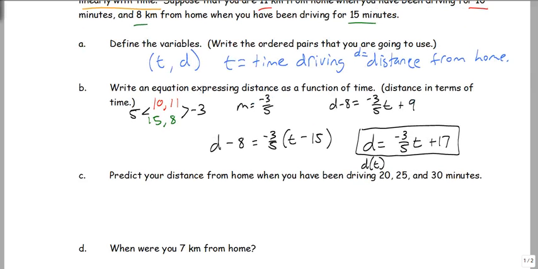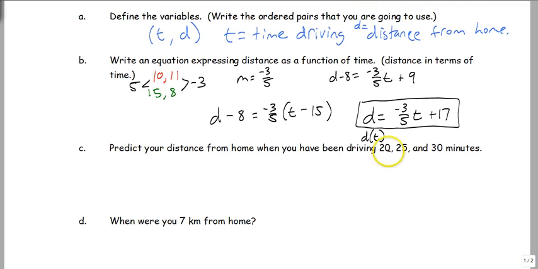So now it says predict your distance from home when you've been driving 20, 25, and 30 minutes. Well, that's just plugging into your equation. So when the time is 20, it's going to be -3/5 times 20 plus 17. And you should get 5 kilometers from home.